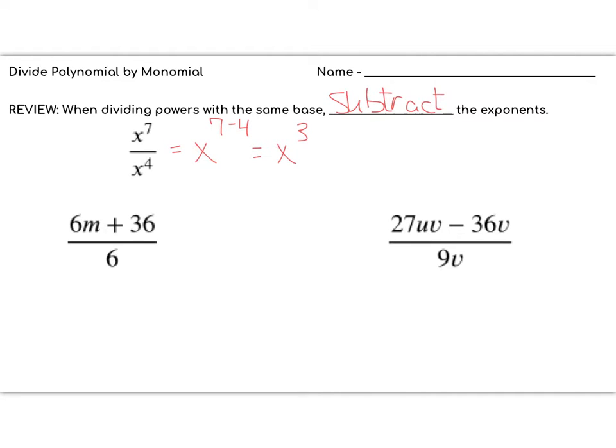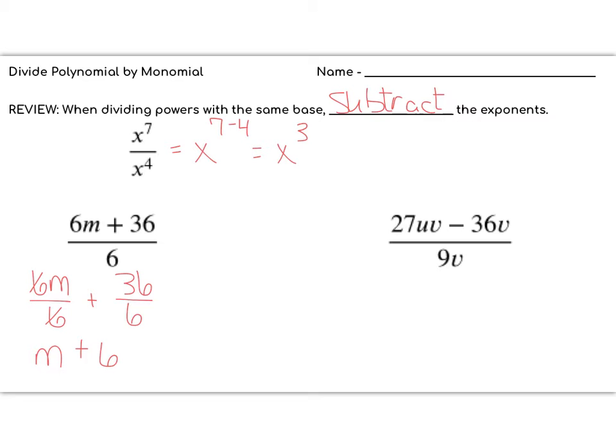I have the binomial 6m plus 36, and I'm dividing it by 6. What you want to do with this is split this into two fractions. So I'm going to do 6m over 6 plus 36 over 6. Notice that when I split it, I put it over the same denominator. That would have been the common denominator when I added those two fractions. So 6m divided by 6, the 6 is simplified to 1 and I'm left with m, and 36 divided by 6 is 6. So 6m plus 36 divided by 6 equals m plus 6.